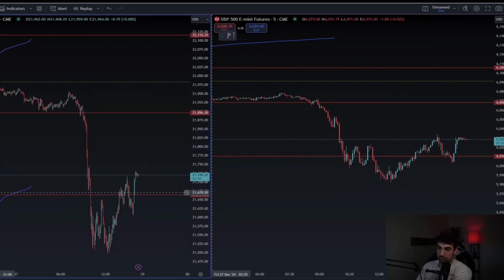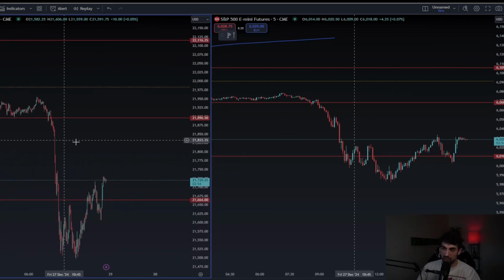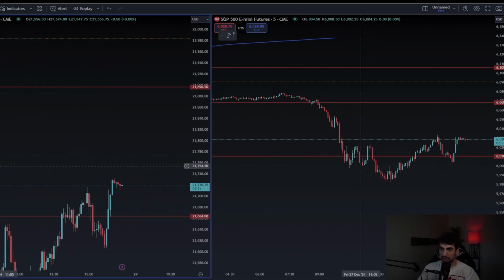By the way, I got a new keyboard from Keytron. It's goated. A couple hundred dollar keyboard, nothing crazy.